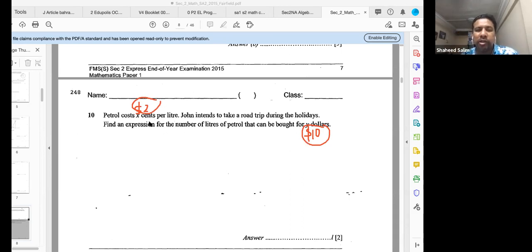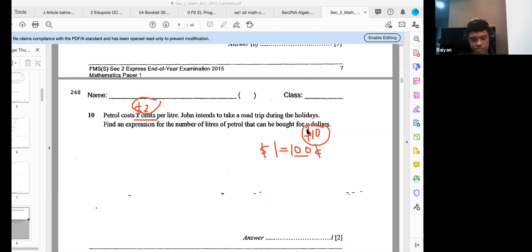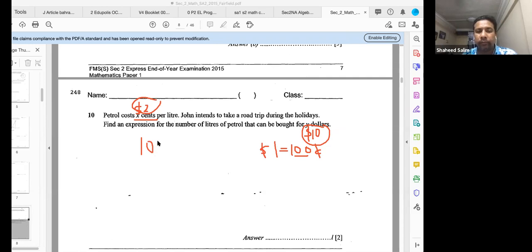This is dollars. Now we change it to cents. This is cents. $1 is how many cents? $1 is 100 cents. So you take Y times 100. You get 100 Y cents. 100 Y, you just divide by X. This is the amount you see down here, right? 10 divided by 2. Now I take 100 Y divided by X. That's your answer. That's the number of liters you can travel.